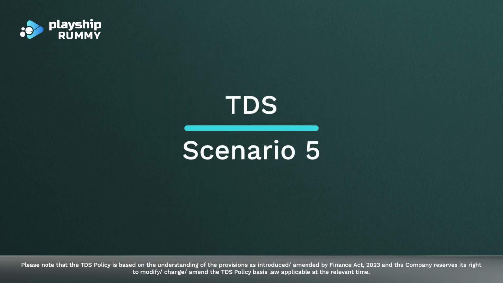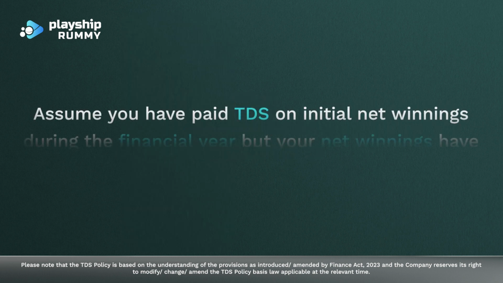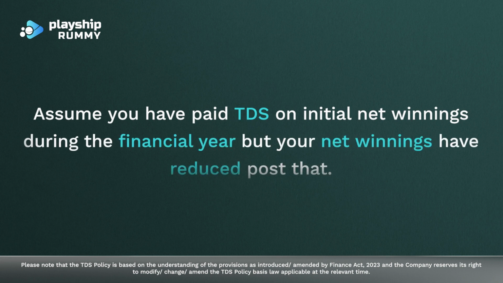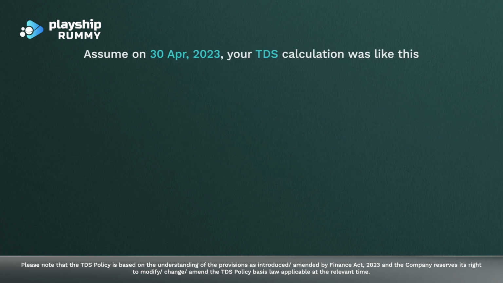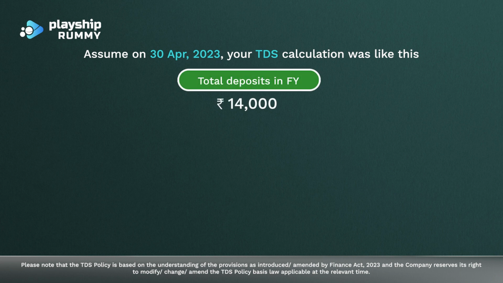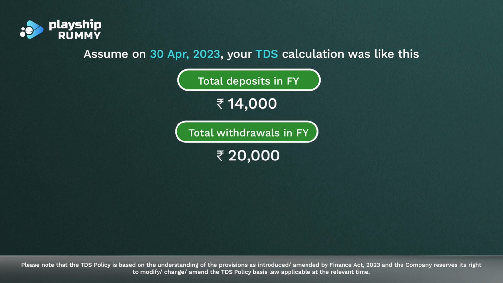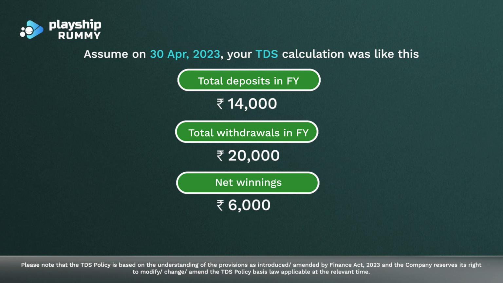Scenario 5. There is one more scenario that can happen. Assume you have paid TDS on initial winnings during the financial year, but your net winnings have reduced post that. Assume on 30th April 2023, your TDS calculation was like this. Total deposits in the financial year is equal to rupees 14,000. Total withdrawals in the financial year is equal to rupees 20,000. Net winnings in the financial year is equal to rupees 6,000.